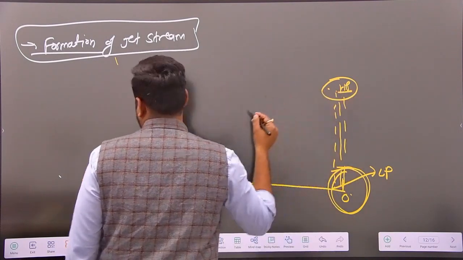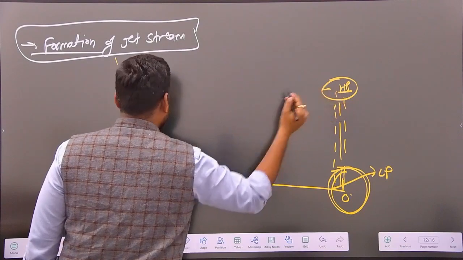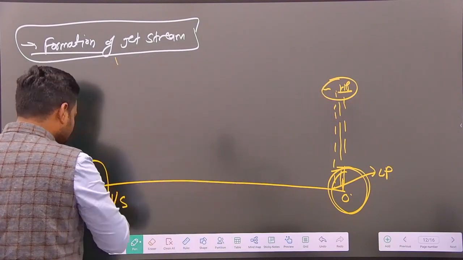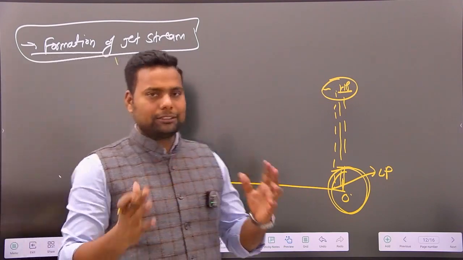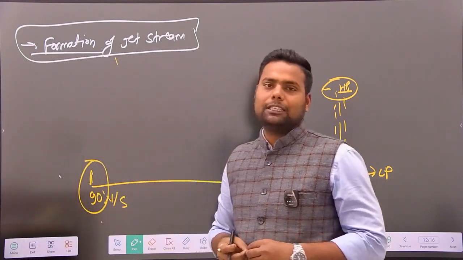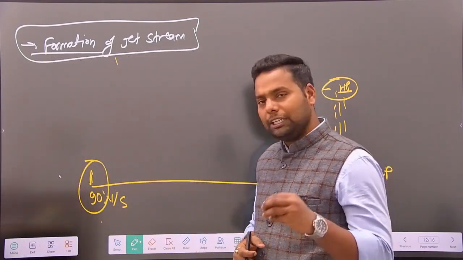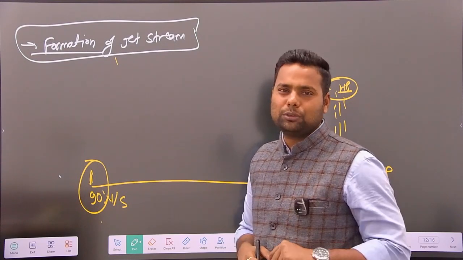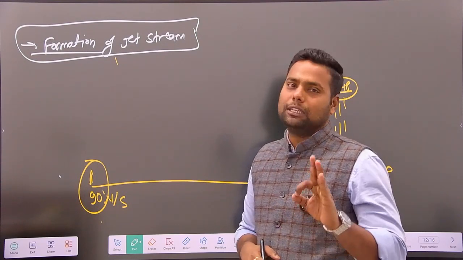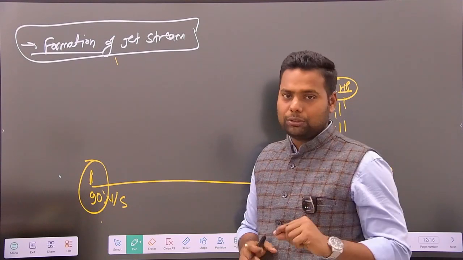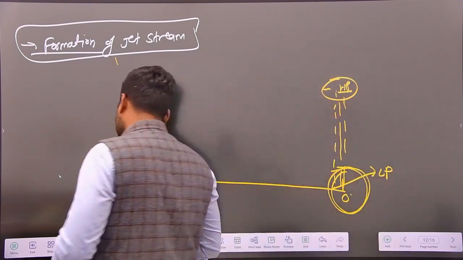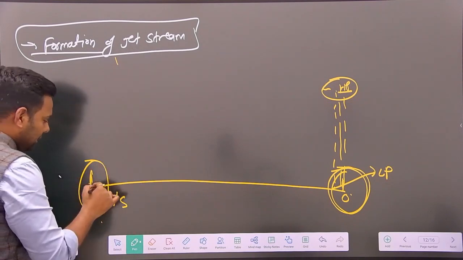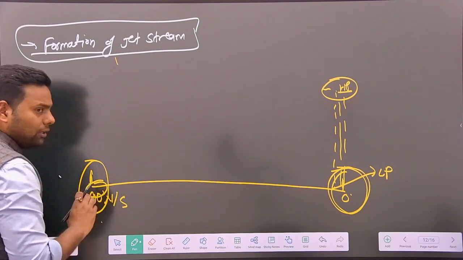And near the poles, because the earth's surface is a geoid, the amount of insolation is very low, because the insolation is more slanting towards the polar region. Due to this reason, the earth's surface is colder here.